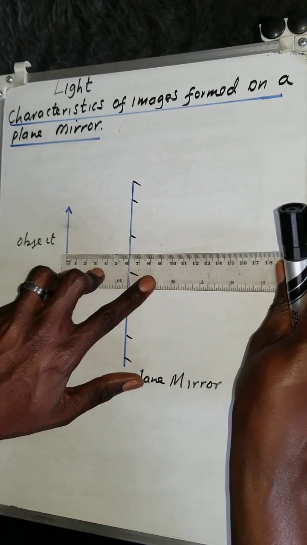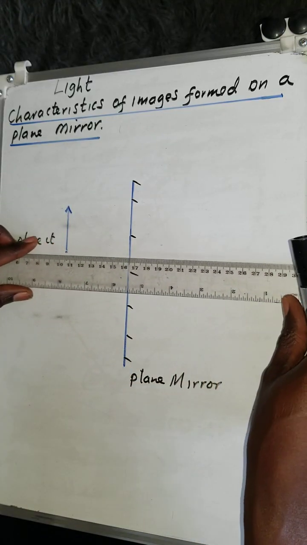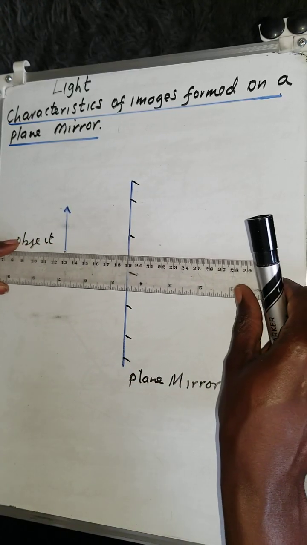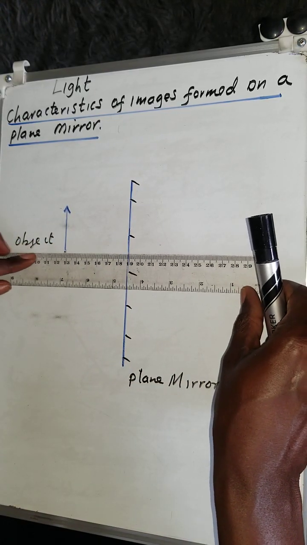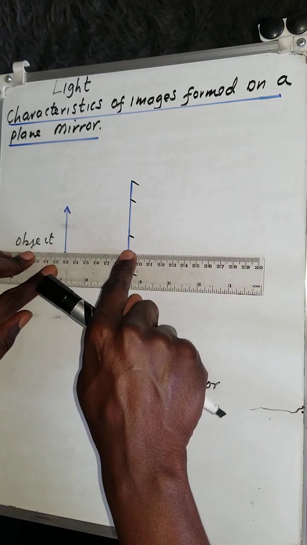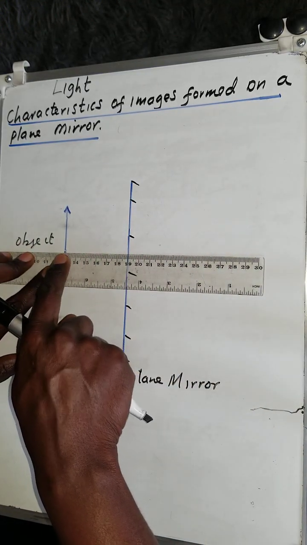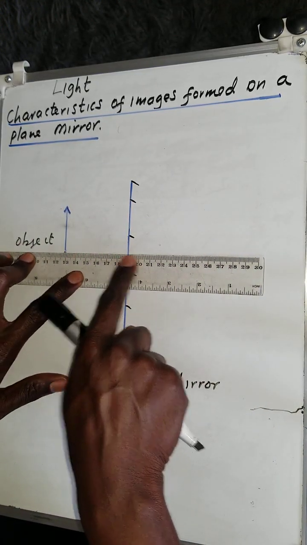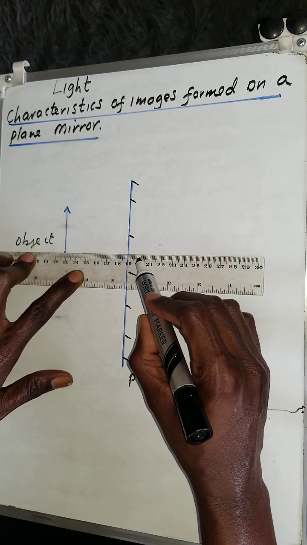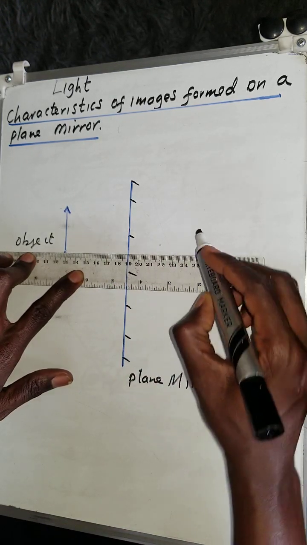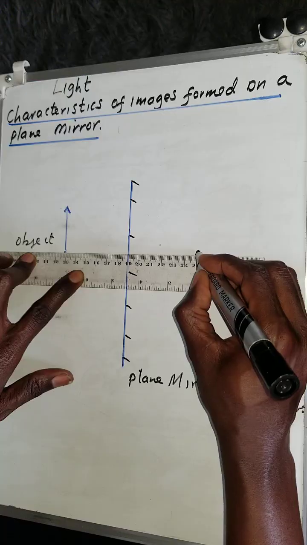The image will be formed behind the mirror, so you also measure, in this case 6 centimeters from the mirror. So measure again from the mirror to that side, 6 centimeters. So 1, 2, 3, 4, 5, 6. So meaning that my image will be there.